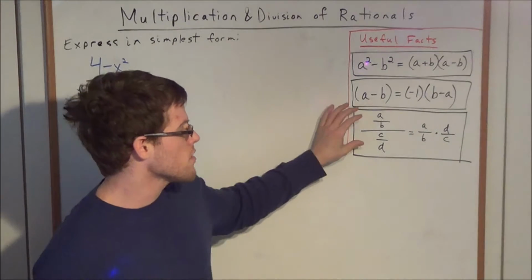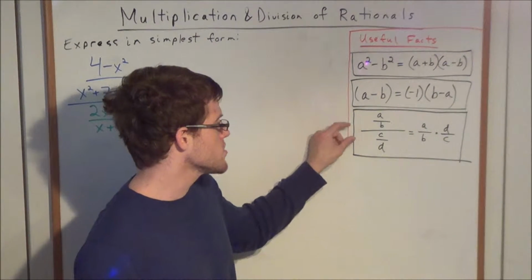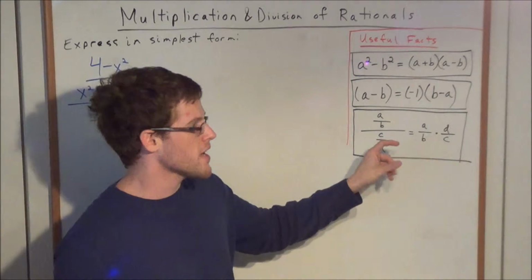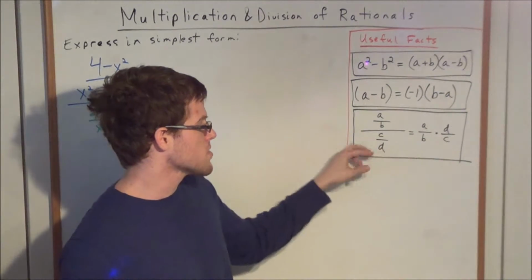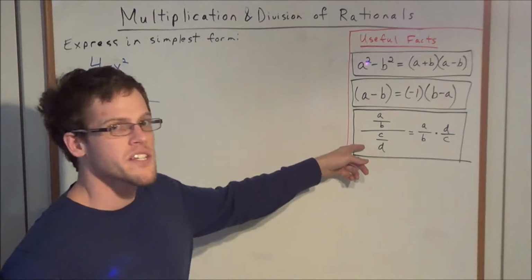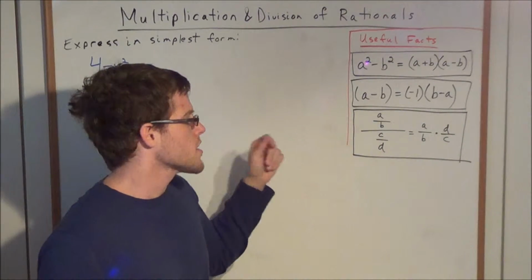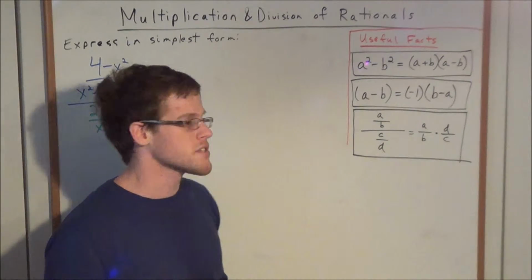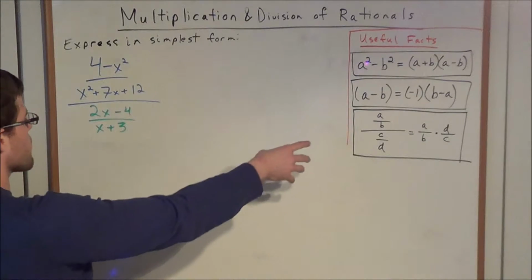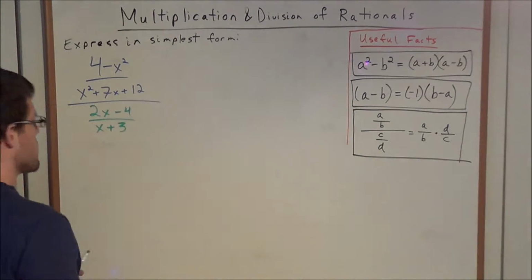And last, when we have the quotient of two fractions, a over b divided by c over d, we could rewrite this as a multiplication problem, a over b times the reciprocal of the bottom fraction, so d over c. Most teachers show this with the keep, change, flip mnemonic, so whichever way is helpful, you could go ahead and use that. But now that we have those three facts, let's go ahead and start this problem.